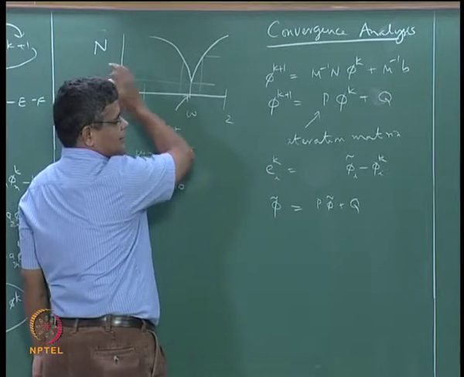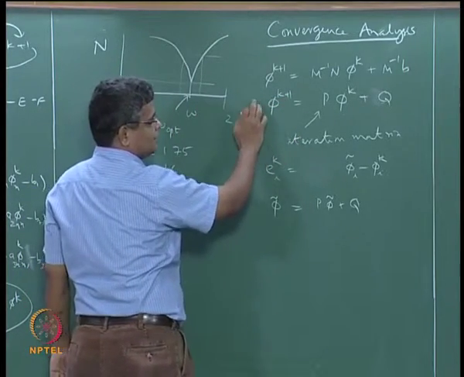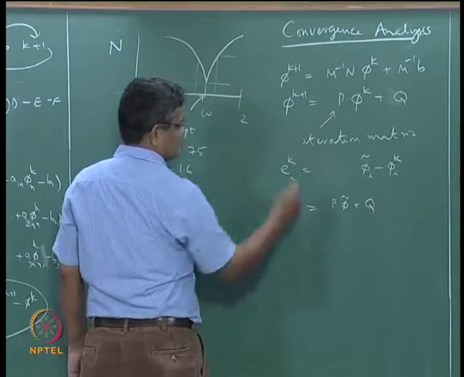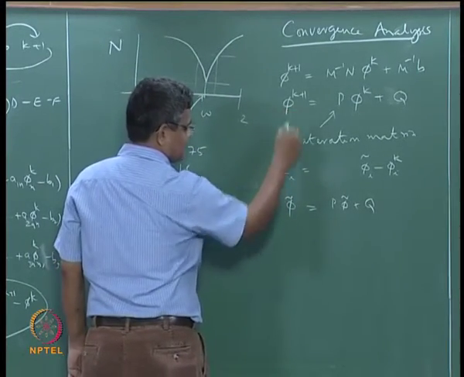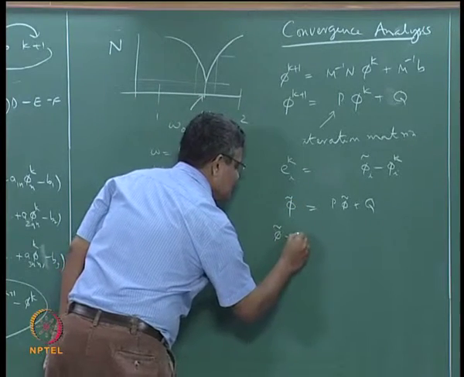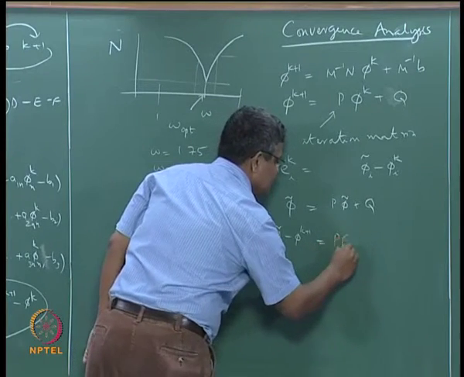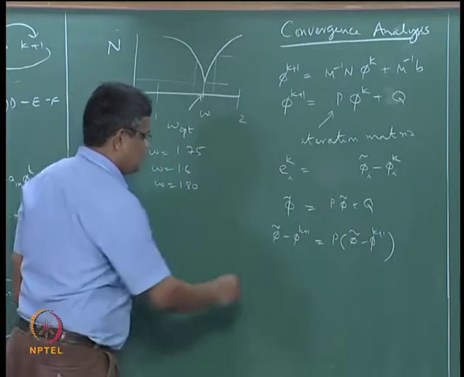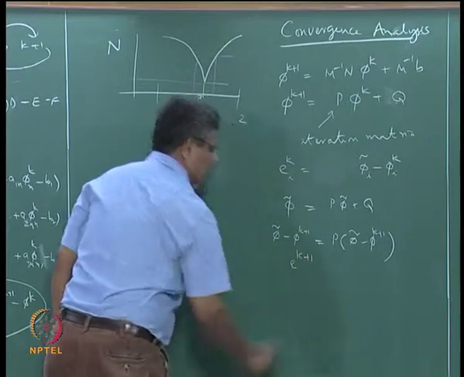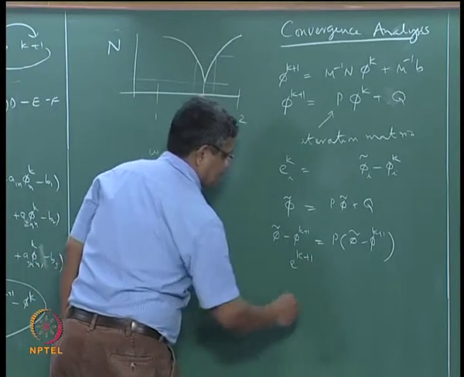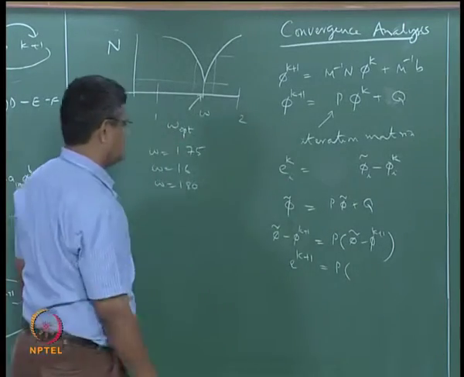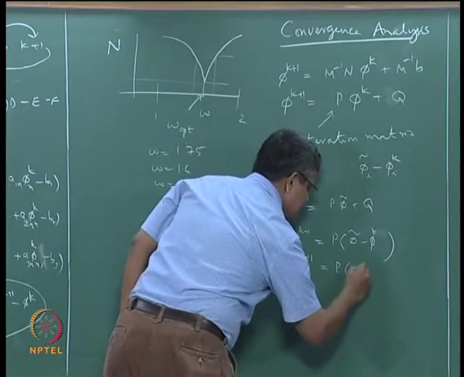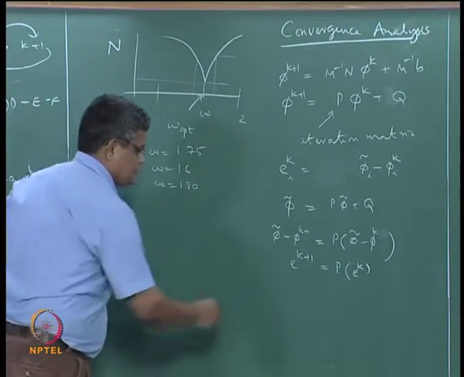Since A phi equal to b is equivalent to this for a convergent scheme, then the final solution that we get is doing this. And if we subtract this from this equation, we get phi tilde minus phi k plus 1 equal to P times phi tilde minus phi k. Q and Q will cancel out, and this is nothing but the error at k plus 1, and this is the error at k.